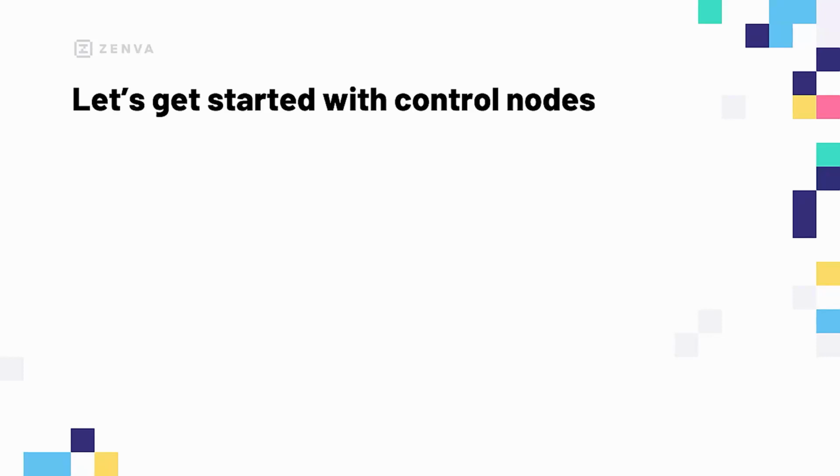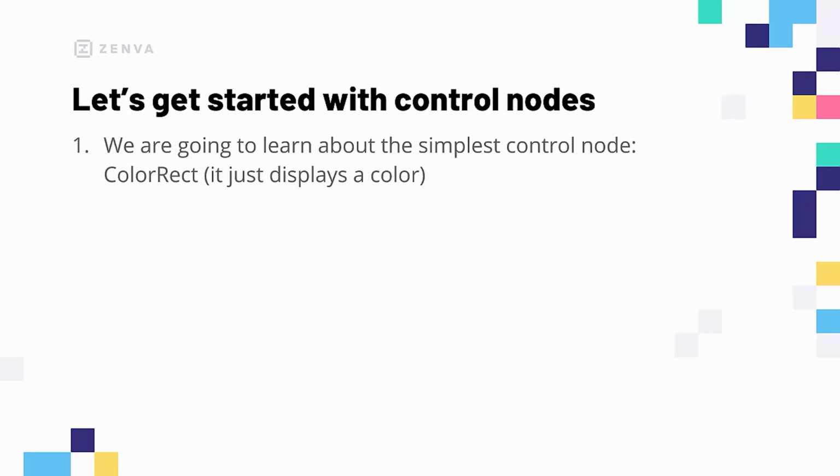With the theory out of the way, we can start working with the actual control nodes inside of Godot. There are two things that I want to do in this video. Number one, we are going to learn about the simplest control node, color rectangle. This one doesn't do very much, it just displays a color. Which is perfect, because that way we can focus on the layout system itself.